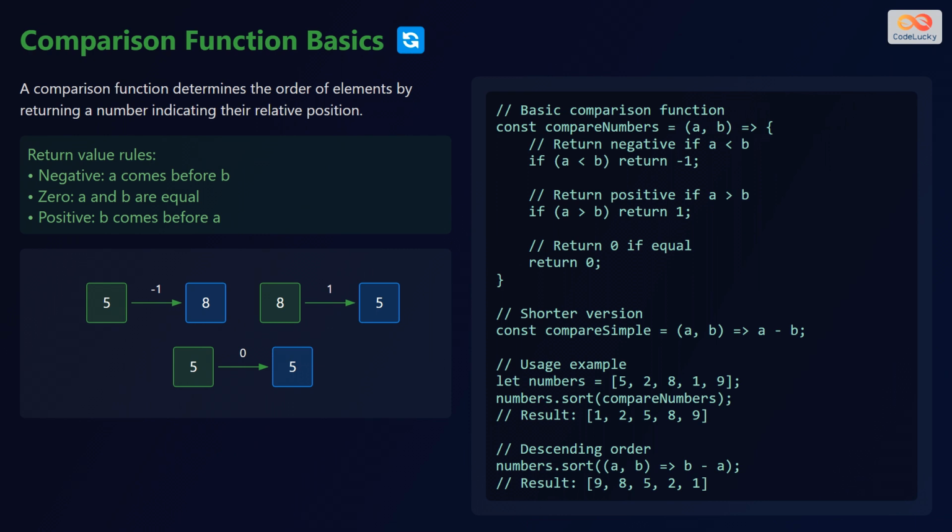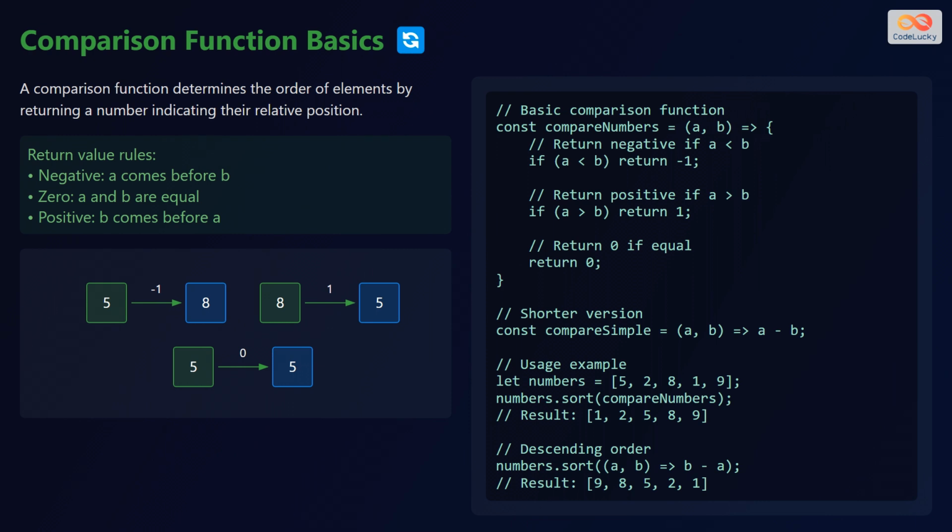We have a const compareNumbers which takes two parameters, A and B. If A is less than B, it returns -1. If A is greater than B, it returns 1. And if they are equal, it returns 0. A shorter version can be written as a const compareSimple, which takes parameters A and B and returns a - b. When using the sort function, the compareNumbers function can be passed as an argument. This returns 1, 2, 5, 8, 9.